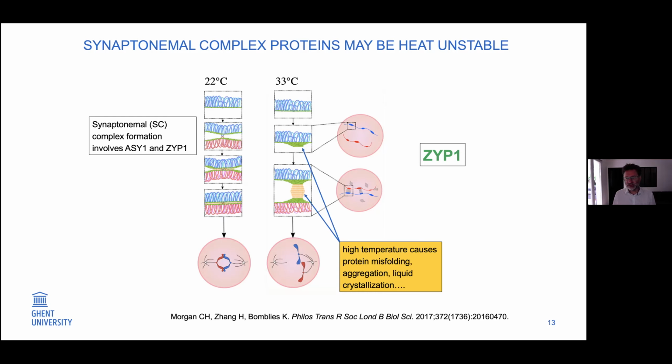One of those proteins is ZIP1, which will consolidate the interaction of homologous chromosomes. And upon high temperature, the deposition of ZIP1 is affected. And so this will perhaps influence the chances of recombination nodules to be developed. And this could also influence the position as well as the frequency of recombination events.